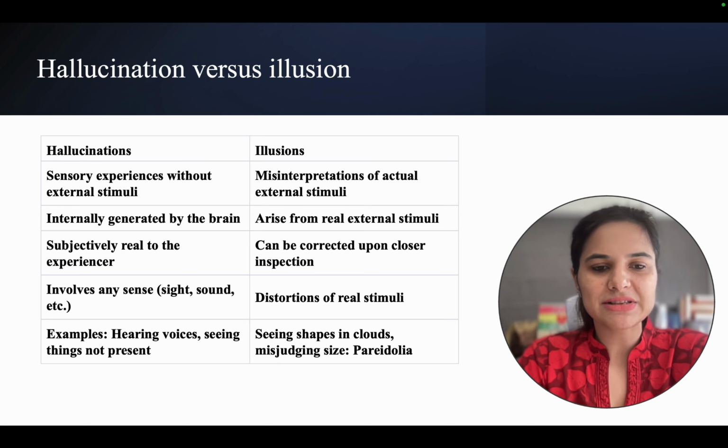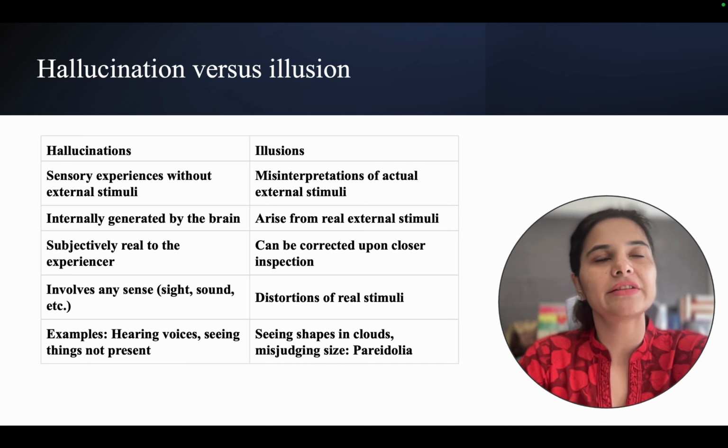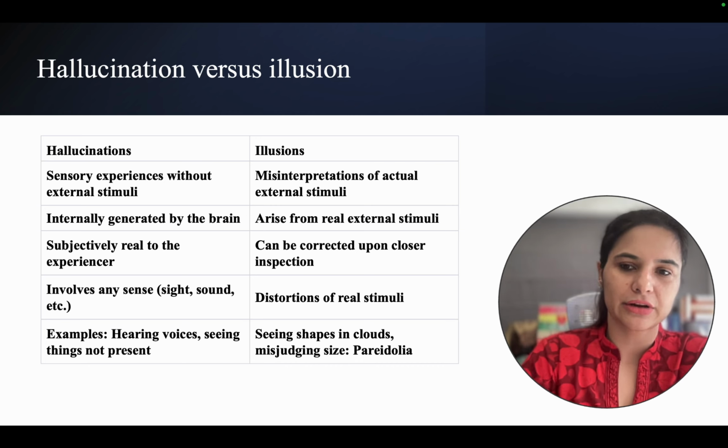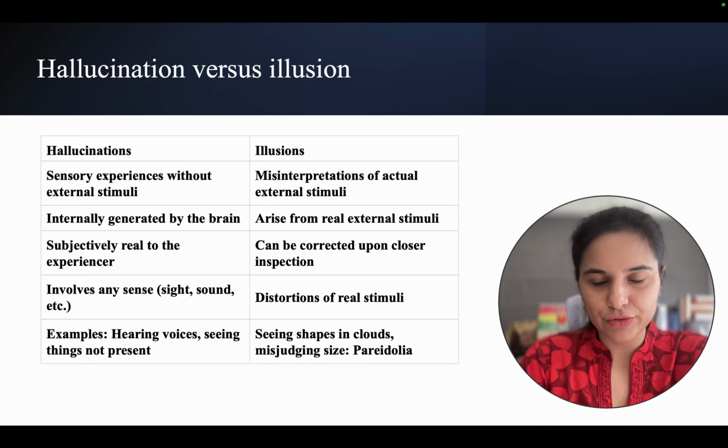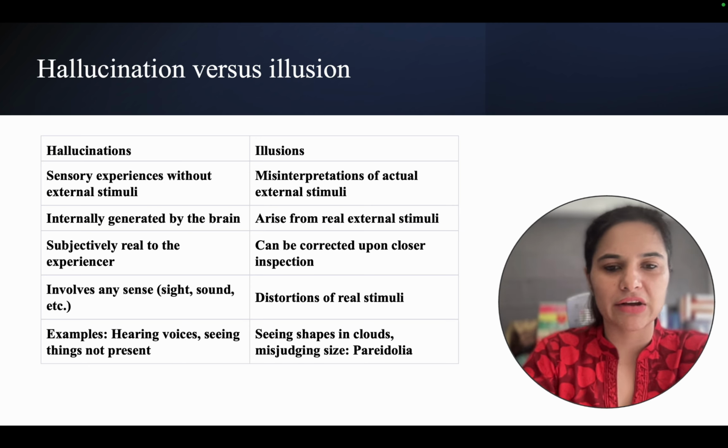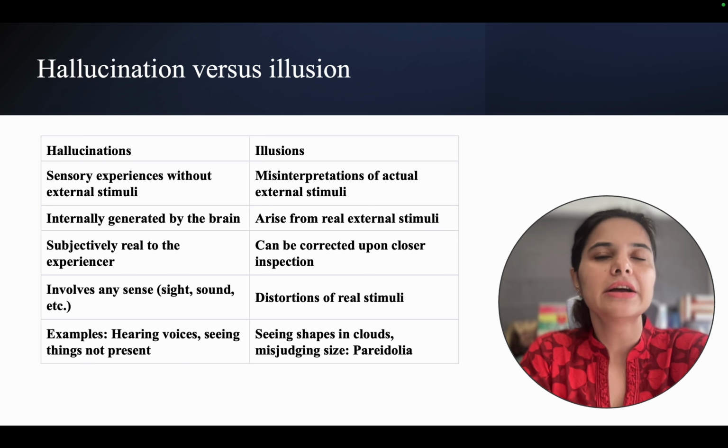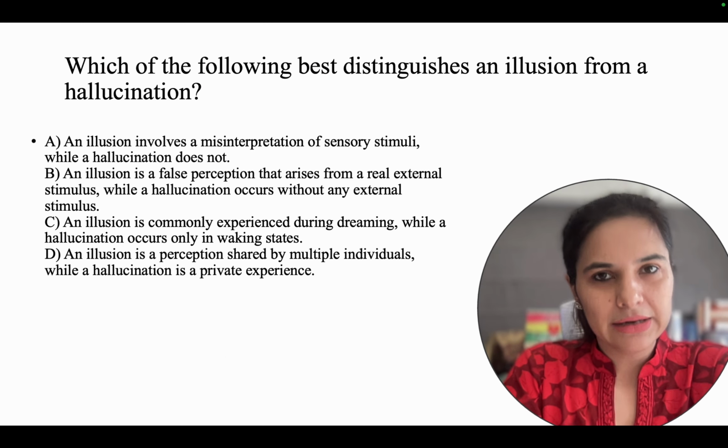So hallucination examples are hearing voices, seeing things not present, whereas illusions are when we see a cloud and we say that this cloud looks like a particular animal, which is called pareidolia, by the way, or misjudging the size or misjudging the shape. Again, a common MCQ is pareidolia. What is pareidolia? Seeing shapes in clouds, a type of illusion.